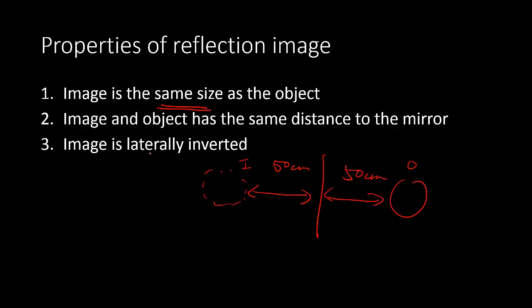The last one is saying the image is laterally inverted. Usually when you say inverted, it means upside down, like A inverted will be like that. But laterally inverted means it is horizontally flipped. That means for B here, what you see in the mirror will be something like this instead.